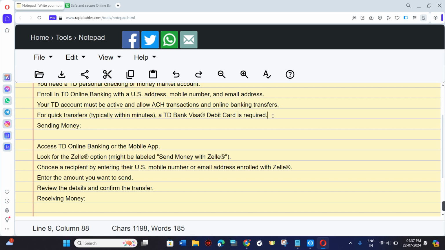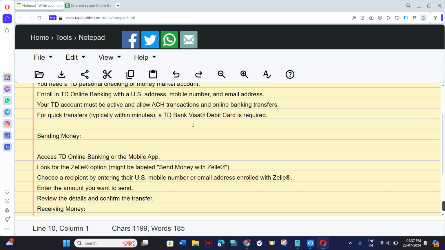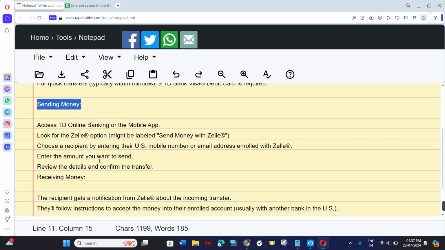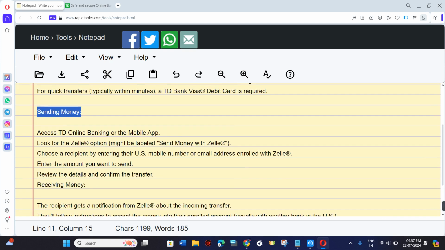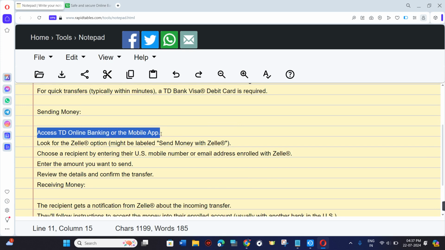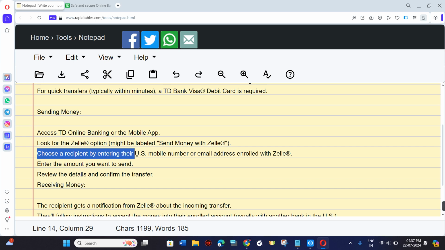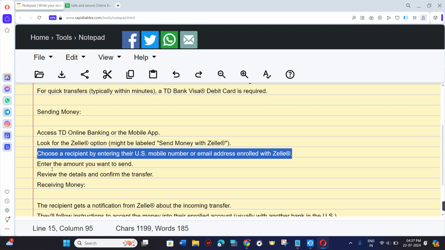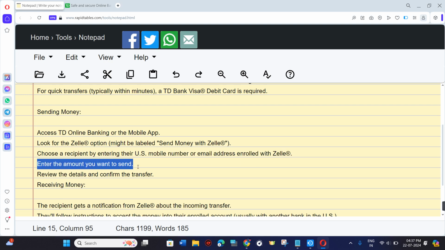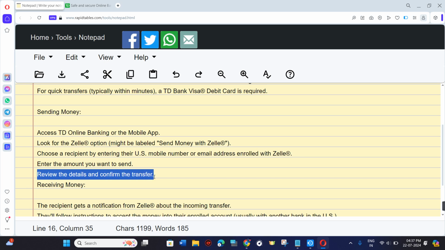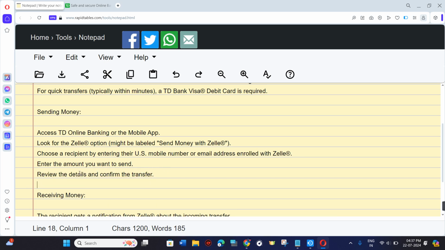Now, in order to use Zelle, you can use it to send money and to receive money. To send money, you need to access TD Bank's online banking or the mobile banking app. Then you need to look for the Zelle option. Then you need to choose a recipient by entering their mobile number or their email address enrolled with Zelle. Then enter the amount that you want to send, review the details and confirm the transfer.